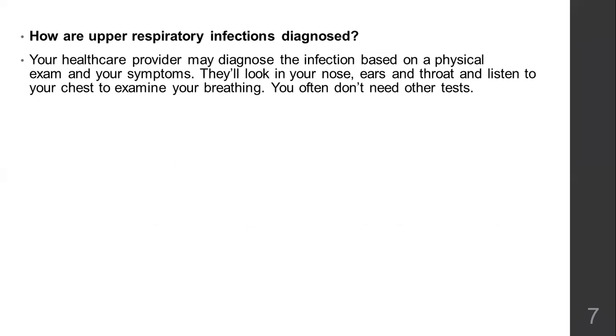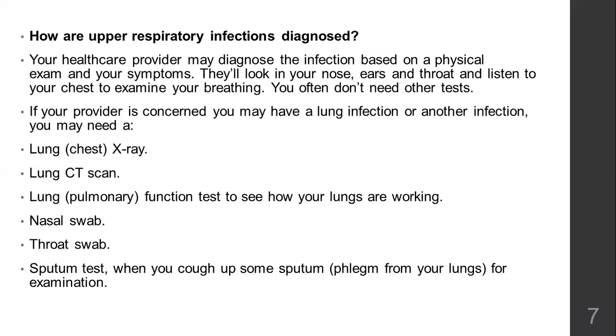So how do you diagnose it? You just do a physical examination. You tell your symptoms to the physician. They will look into your nose, ear, and throat to see if it is inflamed. They will listen to your breathing using the stethoscope. They will examine your chest to see if there are any mucus blockages in your breathing or not. Usually other tests are not required.